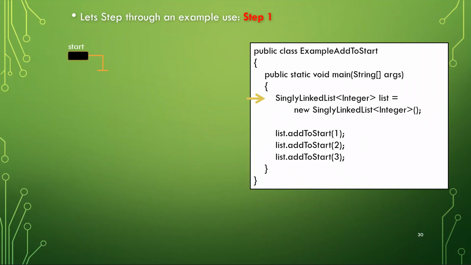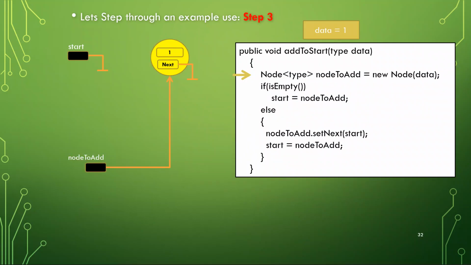So let's step through a couple of examples now on the outside of the linked list. So assume we've created a singly linked list. It holds integers for right now, and we want to add 3 nodes to it. So in the beginning it's empty, and we're just adding the numbers 1, 2, and 3. With this line of creating it, we know that in the constructor start is set to null to begin with. When we come down to here, we'll go into the addToStart method.